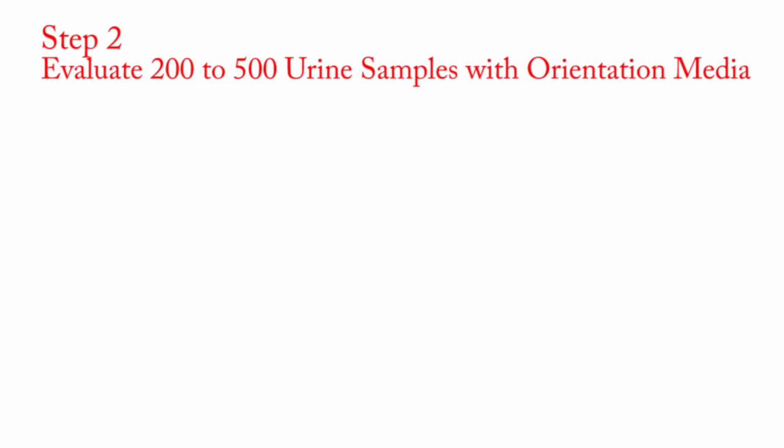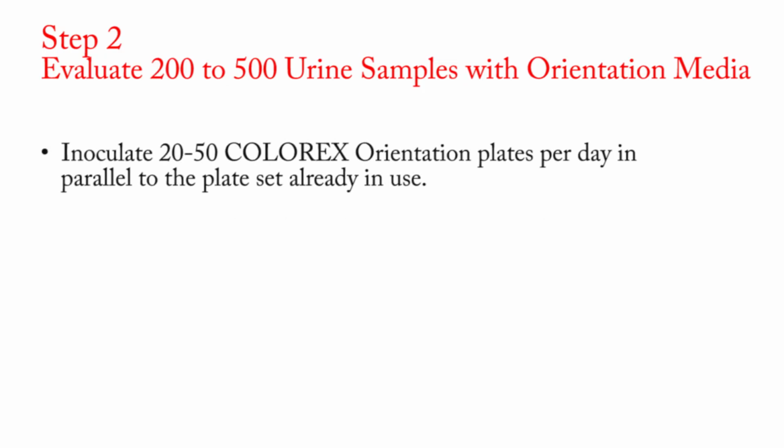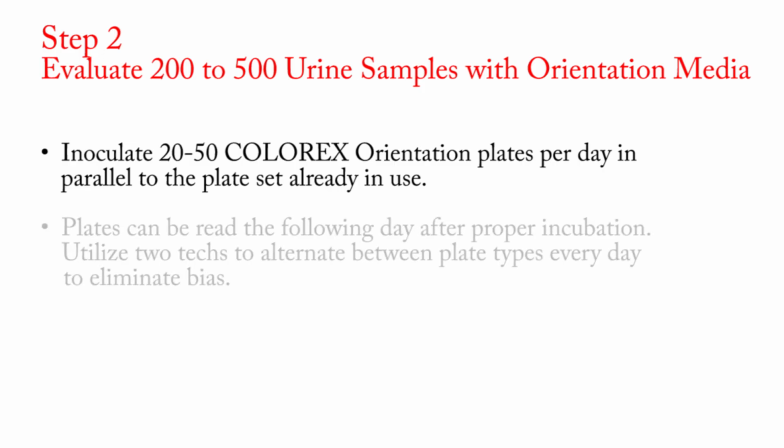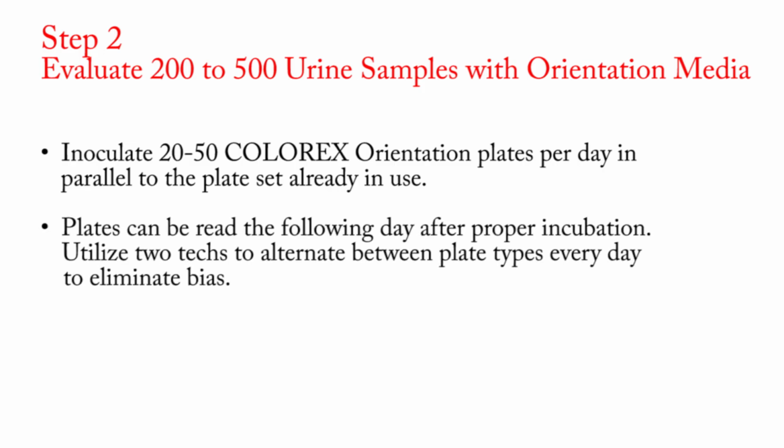Step 2. Evaluate 200 to 500 urine samples with orientation media. Inoculate 20 to 50 COLOREX orientation plates per day in parallel to the plate set already in use by the laboratory. Most laboratories will be transitioning from blood and McConkey agar. Plates can be read the following day after proper incubation.